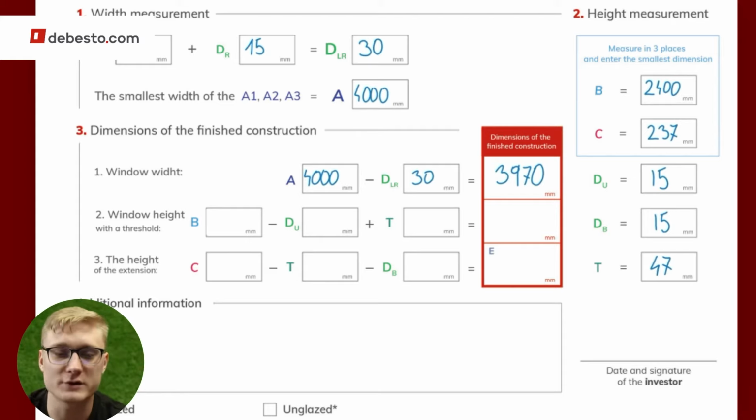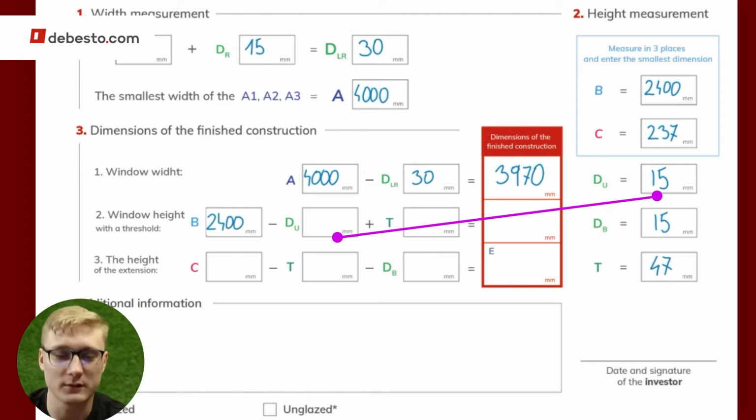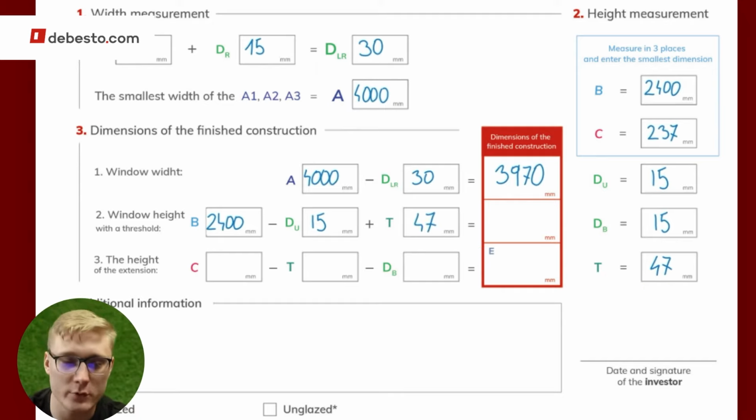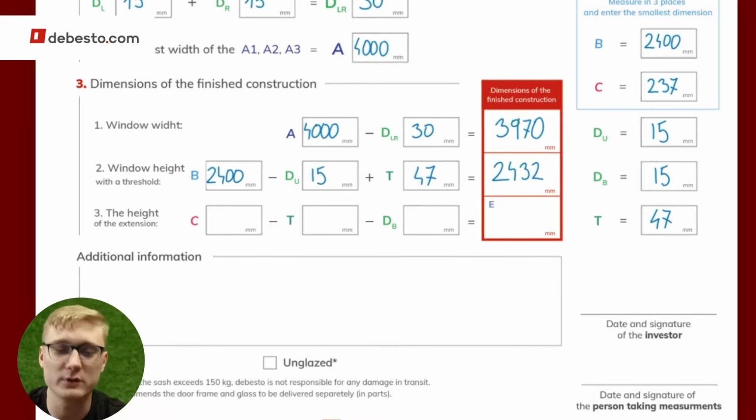Next, we measure the height of the window with threshold, and I repeat, with threshold. Position B is at 2400 millimeters. Subtract top dilatation 15 millimeters and add threshold 47 millimeters, and we receive 2432 millimeters. Remember to add the threshold to this calculation, not subtract. This is a common mistake. Please make sure to follow the instructions correctly.